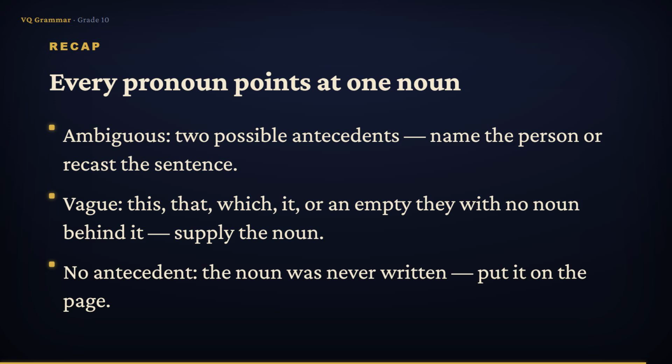Set that beside everything else in this unit: pronoun case, who and whom, and pronoun antecedent agreement. And you now have the full toolkit for using pronouns correctly. Point at the pronoun, ask which noun it replaces, and if you cannot answer in a single word, rewrite. That is Unit 7 complete. I'll see you in the next one.